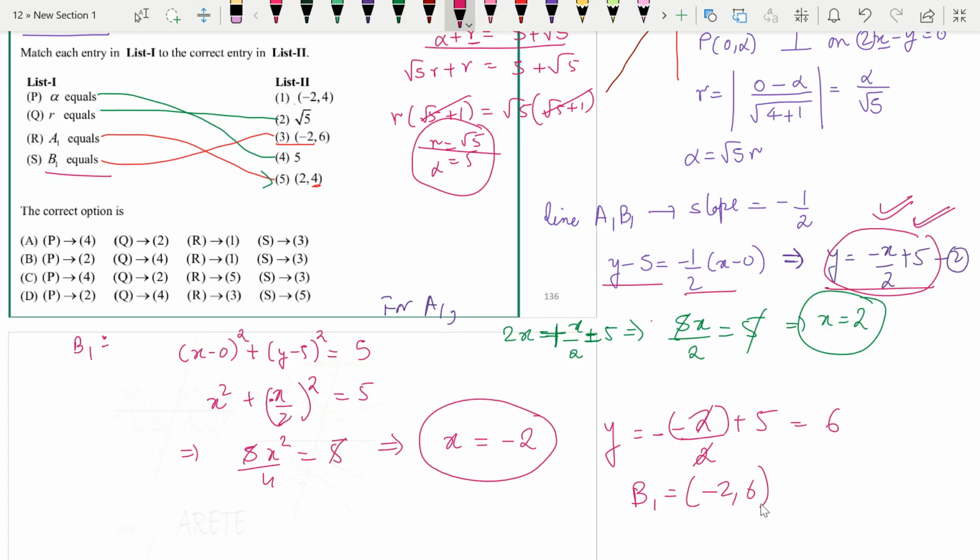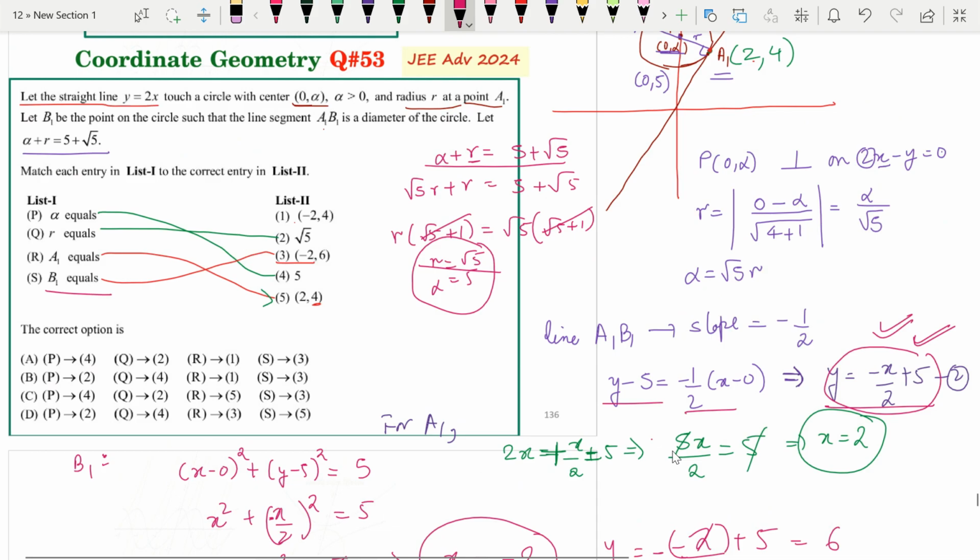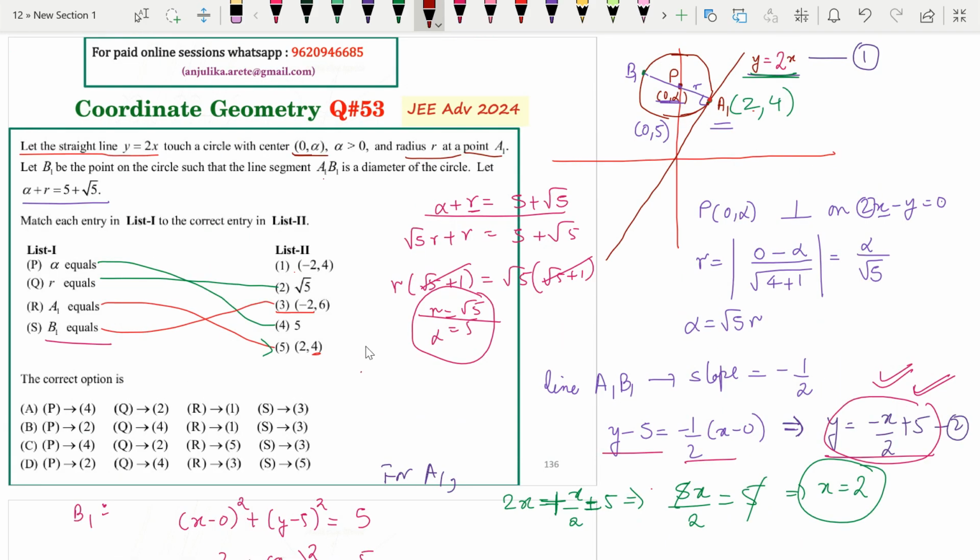So there are multiple ways. Do whichever way you feel is simpler. Okay, so see you with another question.